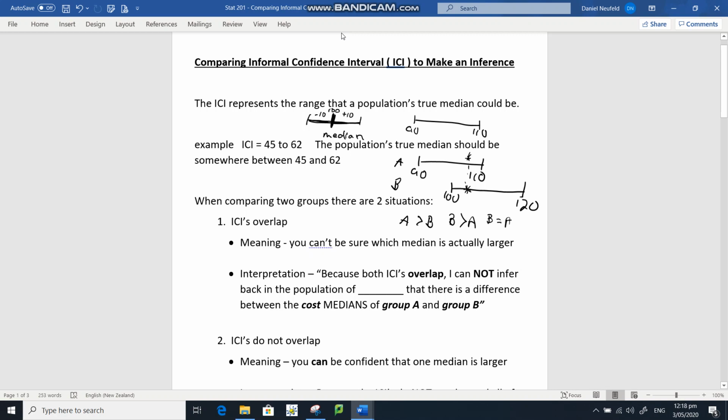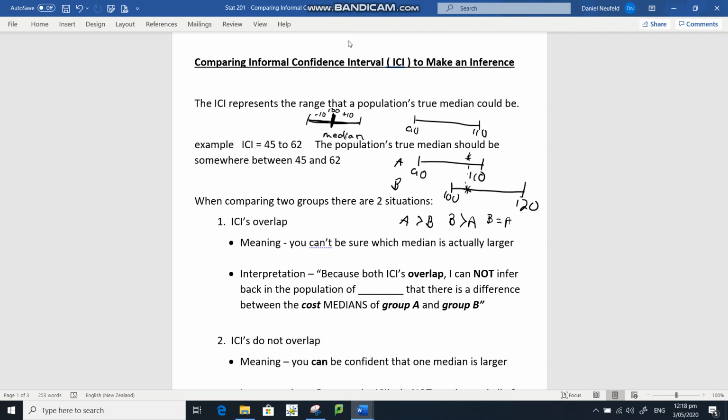So that leads to this statement. If the two ICIs overlap, then we can't infer back in the population that there's a difference between either the cost median or the height median or the race median, whatever it is. Again, try to be specific about group A and group B.